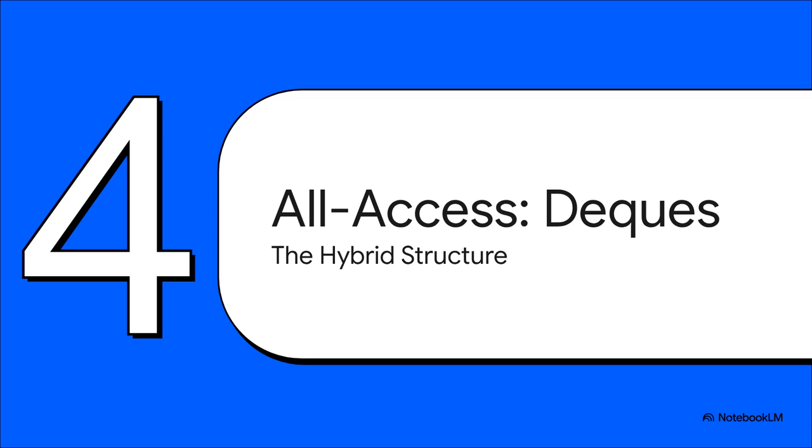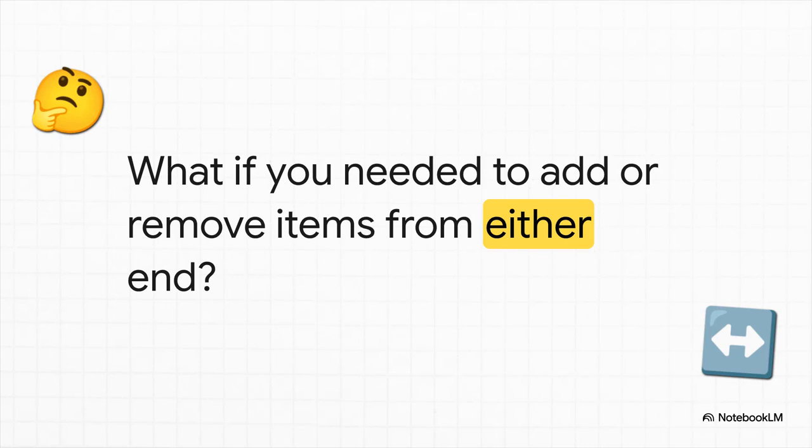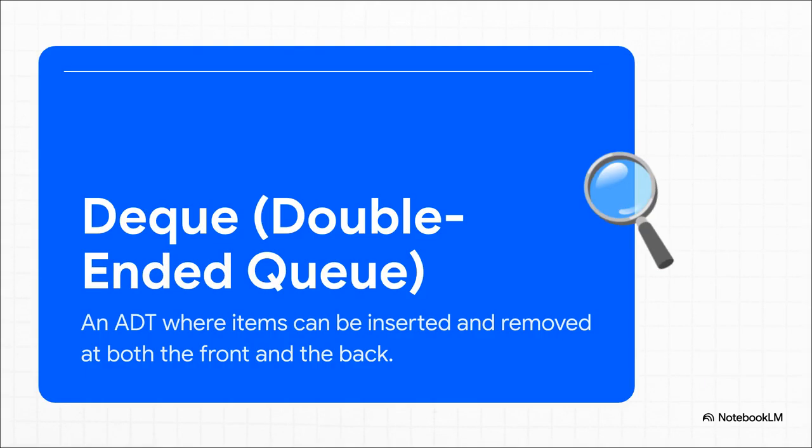But what if you need total flexibility? What if you want the best of both worlds? Imagine a line where people could not only join at the back, but also at the front, and they could leave from either end, too. For that, you need a kind of hybrid structure. And that brings us to the deque, which is short for double-ended queue.